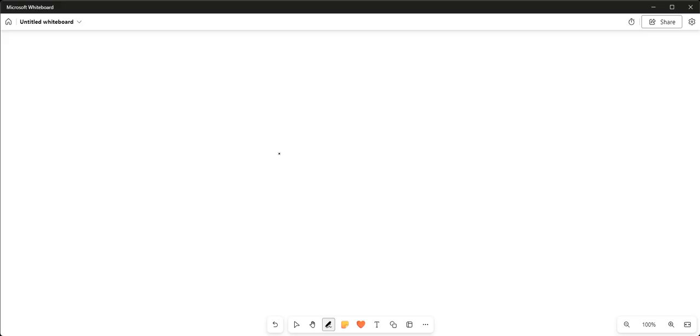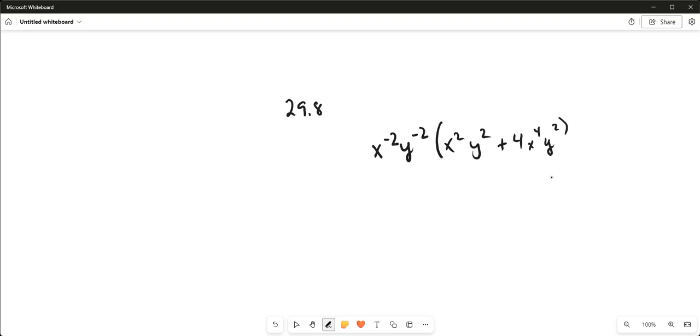And then the next example, 29.8. x to the negative second, y to the negative second, x to the second, y to the second, plus 4x to the fourth, y to the second. All right. This times this is x to the 0. This times this is y to the 0. So this is 1 times 1.